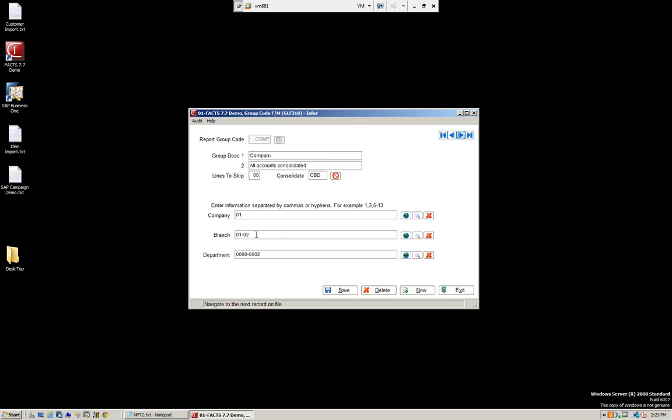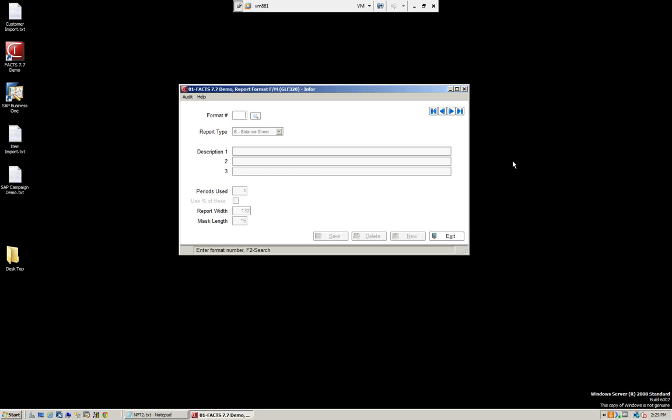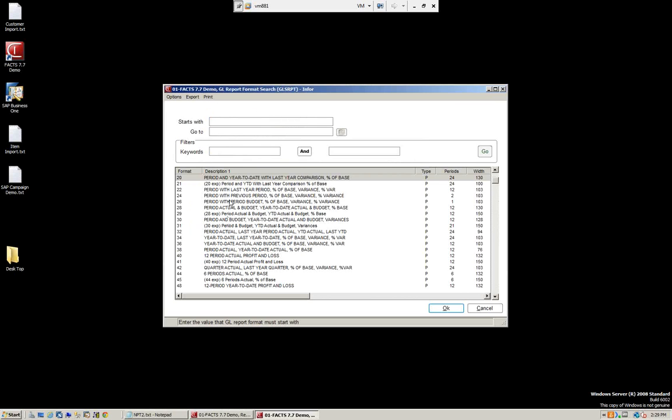We have a consolidated, which is branch 1 and 2, because we have 2 branches for this company, and that's consolidated here. And then we have a detail, which is the same thing but not consolidated. So again, we can set that up to make it very easy to run reports. Our report format file maintenance determines our columns, and you can see here that we have all these different types.